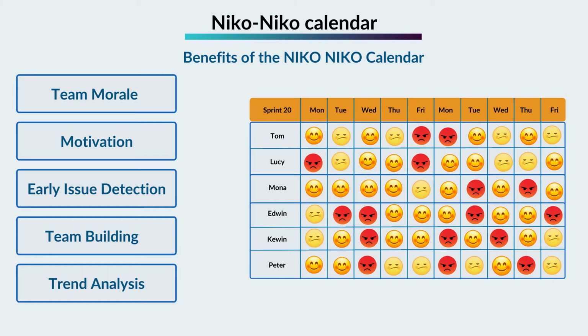Early issue detection: if there are consistent patterns of negative emotions, it may indicate underlying issues or bottlenecks in the project. Early detection allows for proactive problem solving. Team building: it encourages open communication within the team. Team members can discuss their feelings and workload, fostering a sense of camaraderie and support.